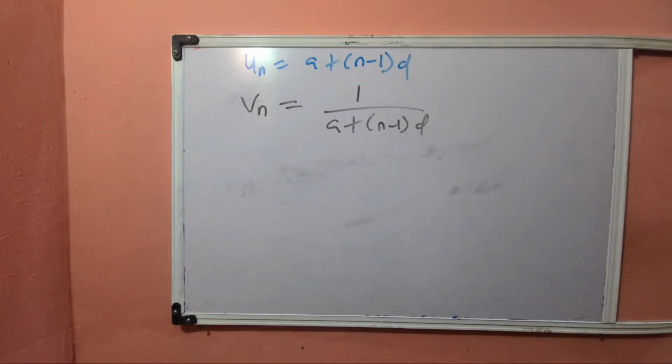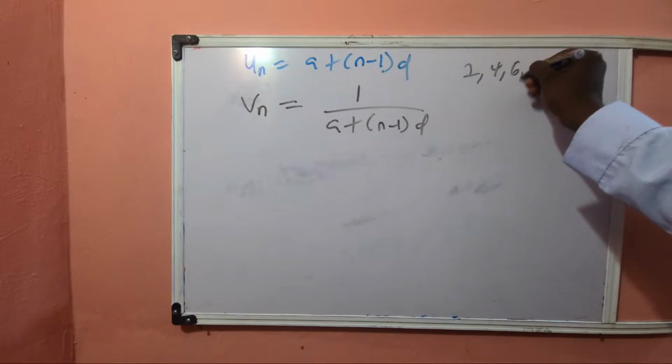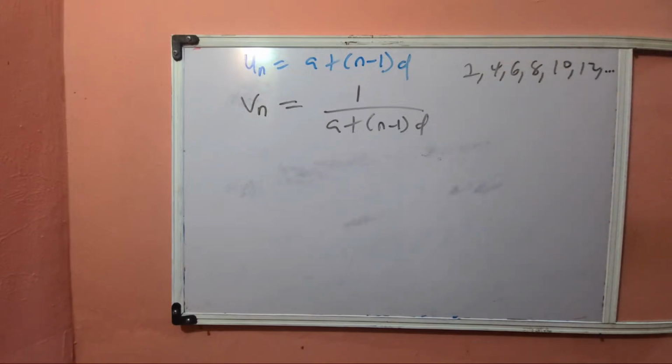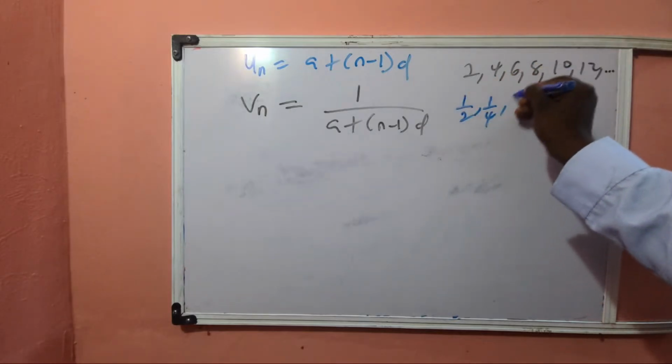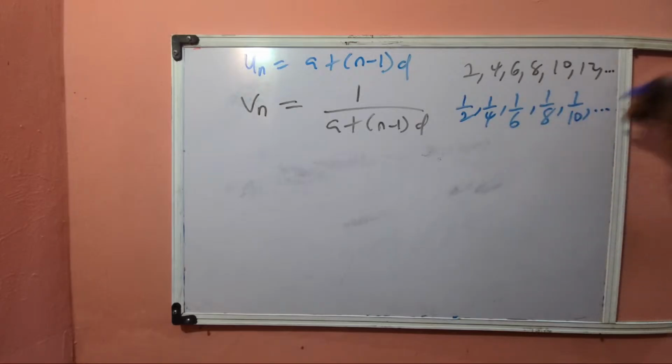Let me give you a very quick example, a very basic one. Let's take, for instance, I have my AP as 2, 4, 6, 8, 10, 12, and so on and so forth. The corresponding harmonic sequence that can be derived from this will be 1 over 2, 1 over 4, 1 over 6, 1 over 8, 1 over 10, and on and on. This is just the basics of harmonic sequence.